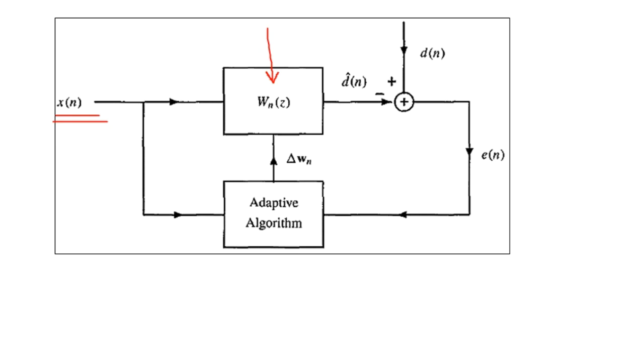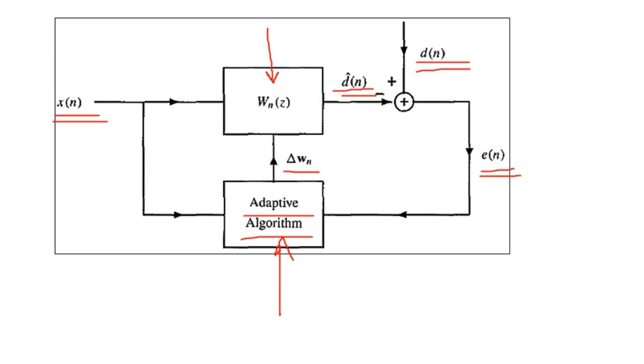Here is the use of the adaptive algorithm, as I have just talked about. And see here the role of d of n, the original signal, and the estimate d cap of n. The difference is calculated to be e of n, which is fed as input to the second block, the adaptive algorithm, which makes the computation of the filter coefficients denoted by w suffix n. And with the help of the previous expression, delta w suffix n is fed as input to the first block of capital W suffix n of z.